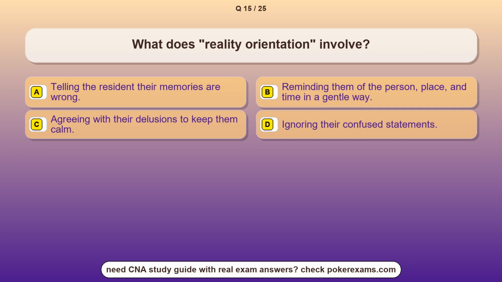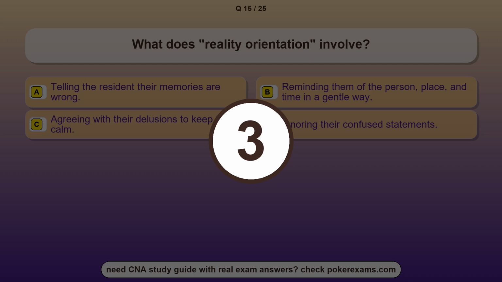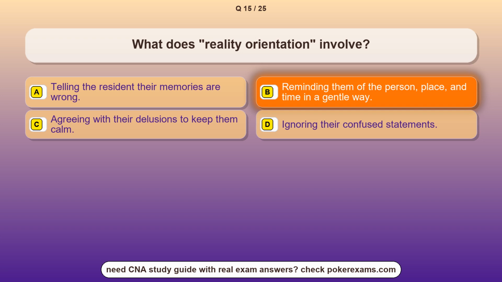Question 15. What does reality orientation involve? Option A, telling the resident their memories are wrong. Option B, reminding them of the person, place, and time in a gentle way. Option C, agreeing with their delusions to keep them calm. Option D, ignoring their confused statements. The correct answer is option B, reminding them of the person, place, and time in a gentle way.